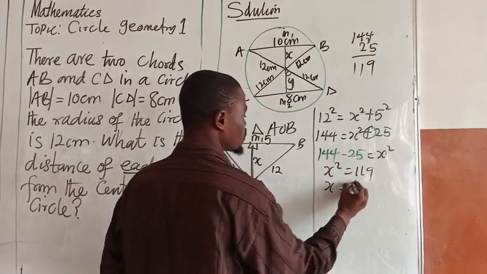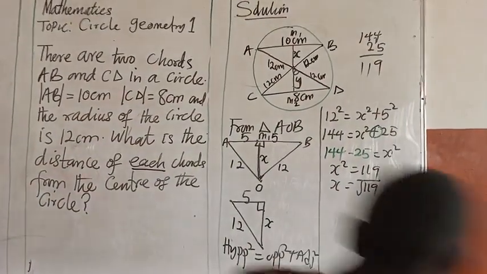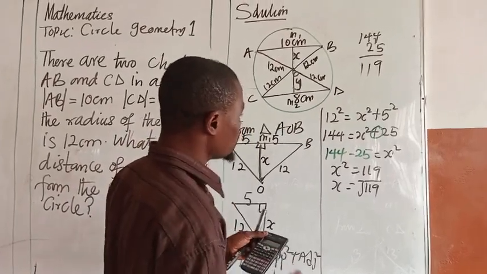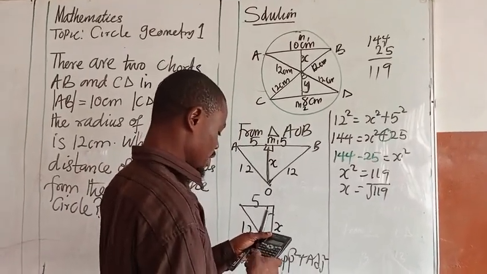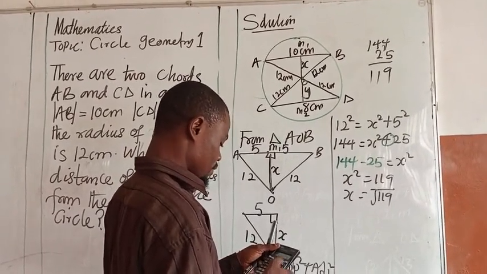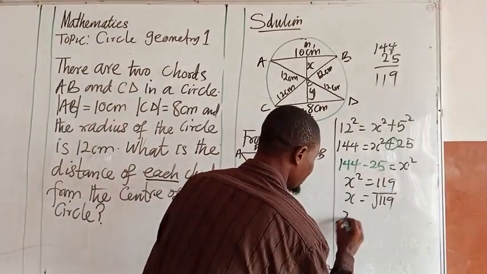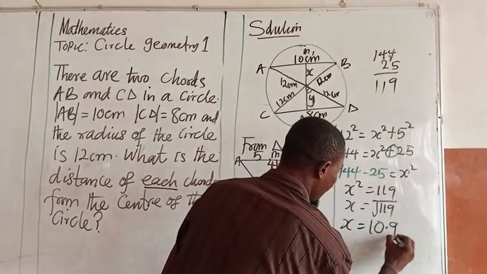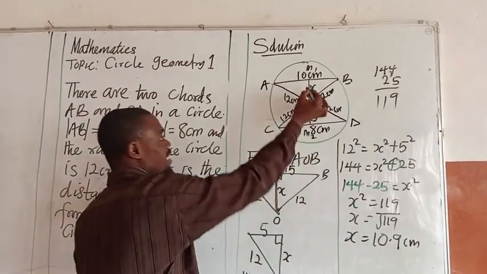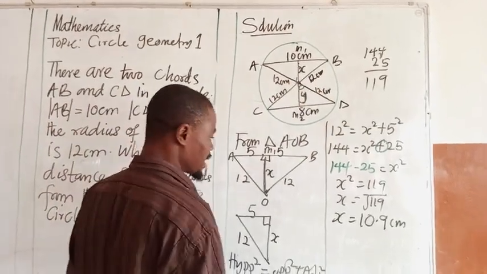Then we find the square root of 119. The square root of 119 is 10.9, so S is equal to 10.9 centimeters. Which means the first distance from here to the center is 10.9 centimeters.